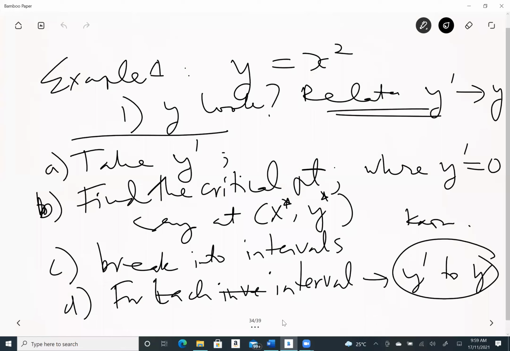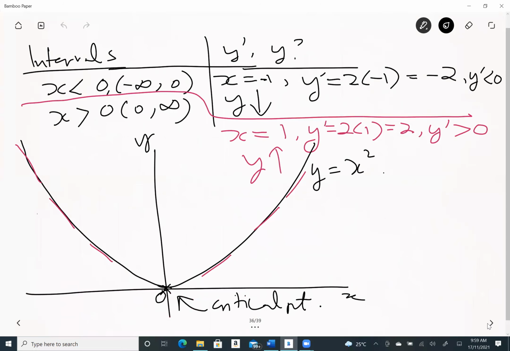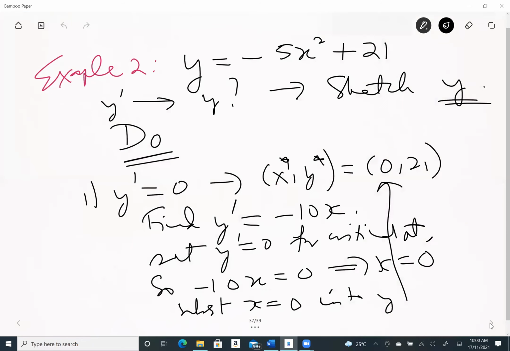So if you look at the picture, did I ask you to look at the picture? If you look at this one, you will see here the function or the curve is going down and then going up. So the critical point here is a relative minimum point. I'm sorry, minimum.